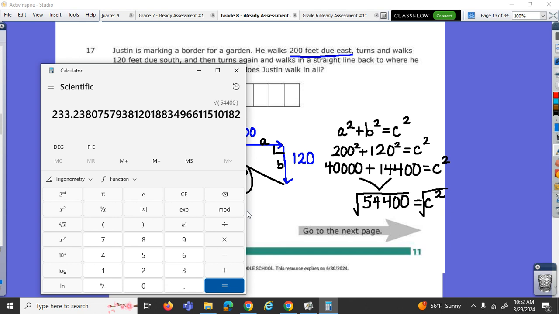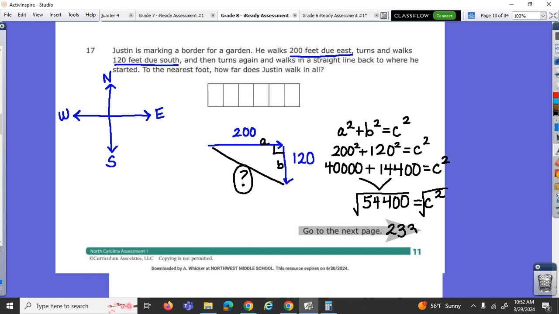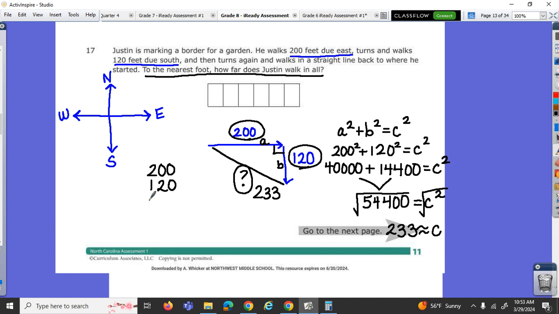Okay, so again, we are approximating here because it says to the nearest foot. So we'll have to round this to about 233 approximately. Okay, now that's not our final answer. You have to make sure you go back and reread what they want. It says to the nearest foot, how far does Justin walk in all? So we're going to need to add all three sides of our triangle together, right? So make sure that you don't rush and think that you're done too soon. So add all three of those together.